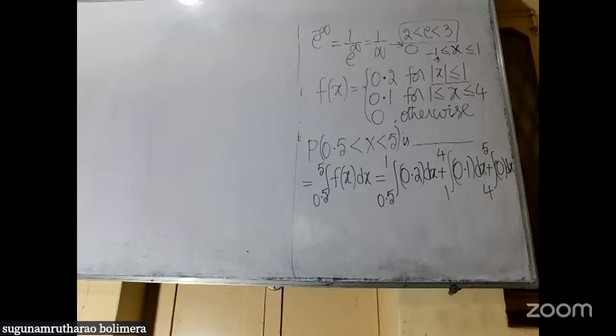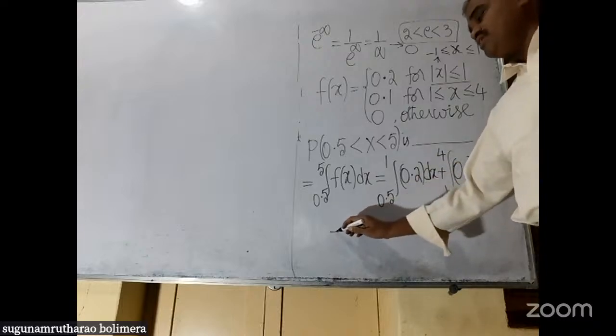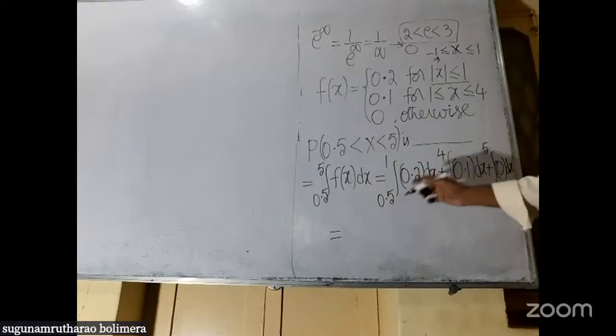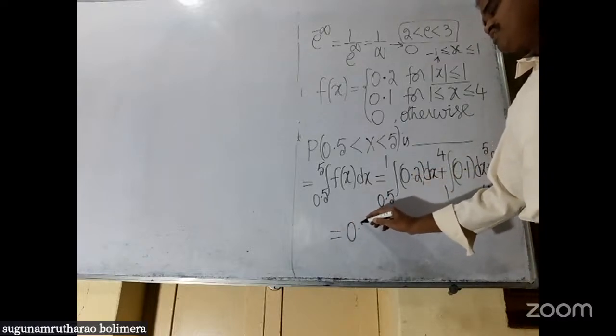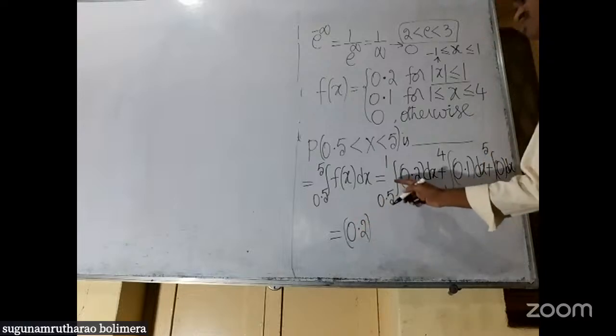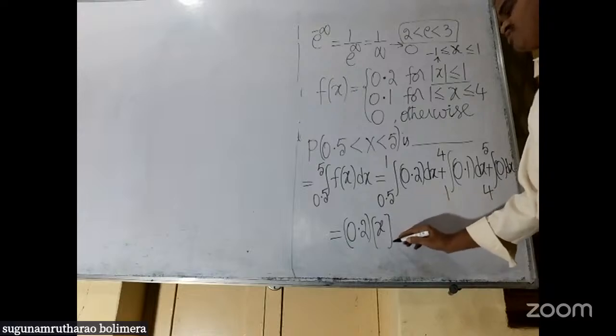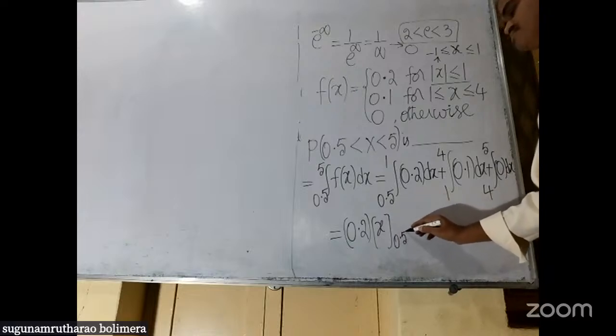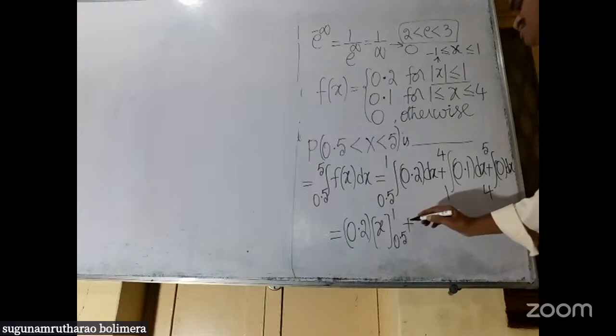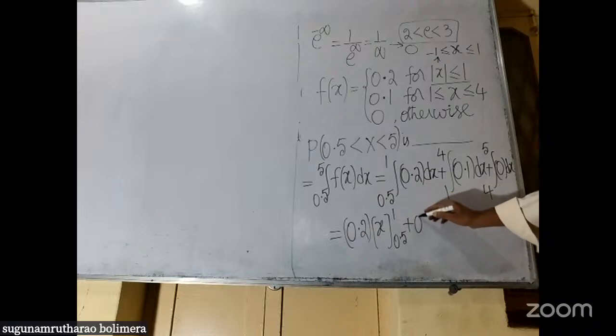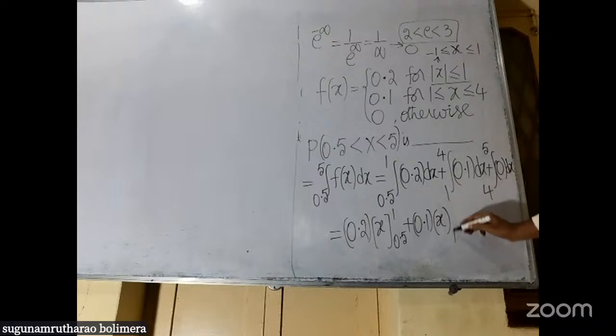What is the answer? Such simple integrations, you are taking much more time. 0.2 is a constant and can be written outside. Integral dx is x, with limits from 0.5 to 1, plus 0.1 into integral dx is x, with limits 1 to 4.